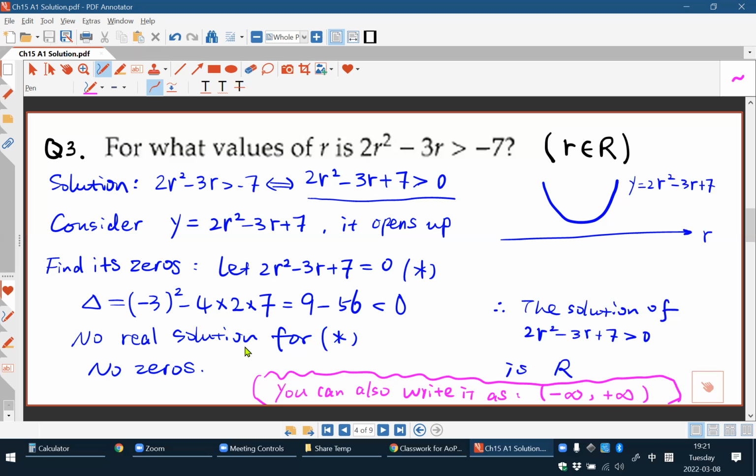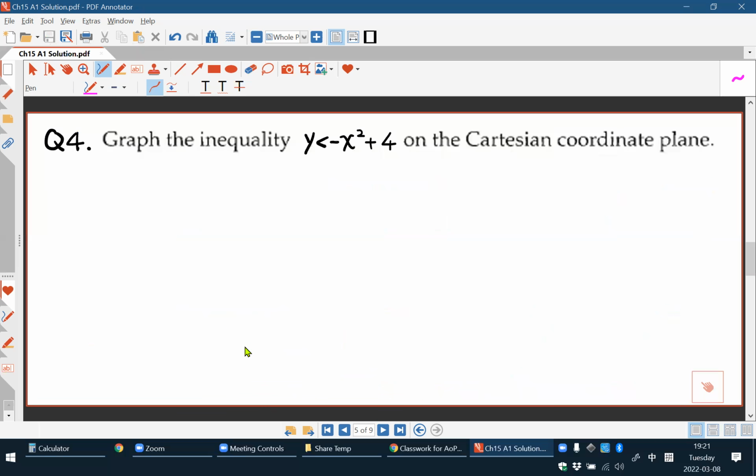All right, then let's see question 4. Graph the inequality y less than negative x squared plus 4 on the Cartesian coordinate plane. Okay, so in order to graph an inequality, usually we'll consider the corresponding function first, right? So first of all, let's consider the function.